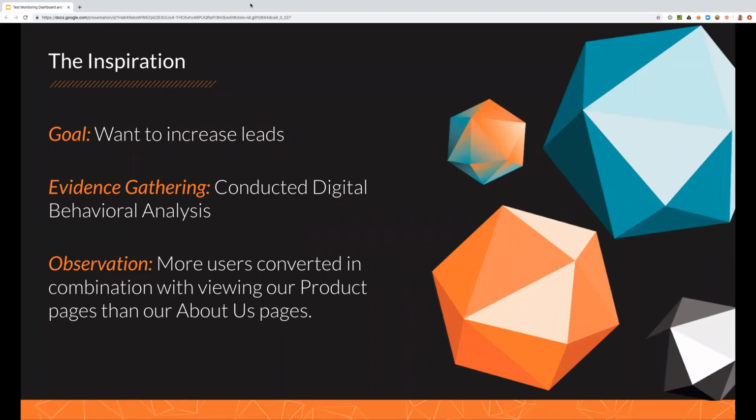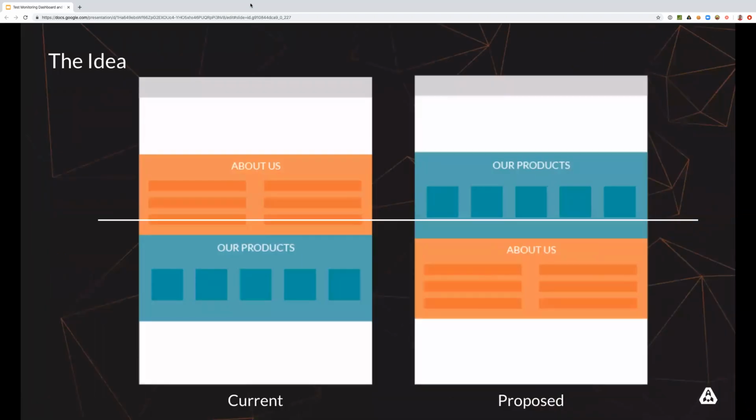and they found that users that were converting were also viewing product pages in their visit more than the visitors that were viewing About Us pages in their visits. And so with all of that background information, our test idea was born.